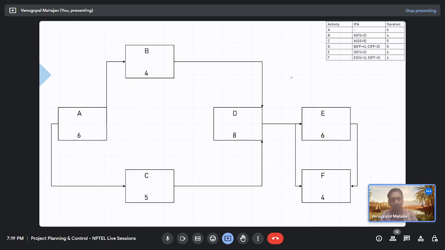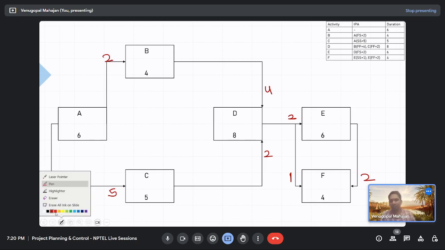Right? Let's solve it. I have not written the lead lag values. A to C is 5. A to B is 2. Then B to D is 4, and C to D is 2, D to E is 2, then E to F, SS is 1 and FF is 2, right?